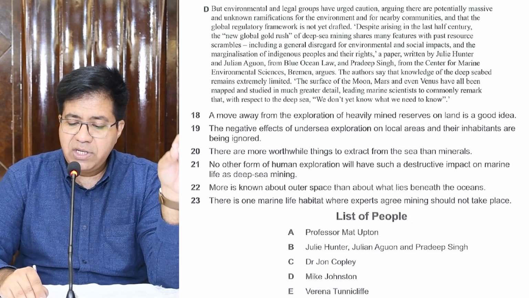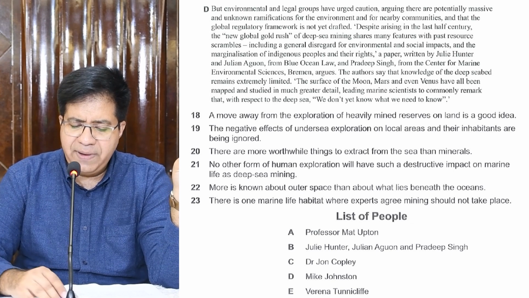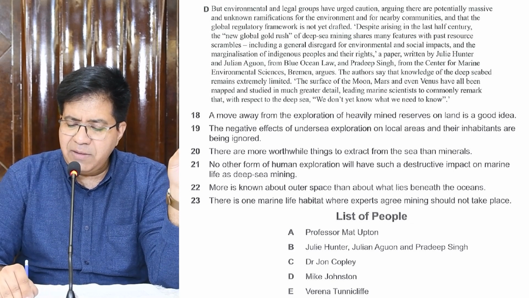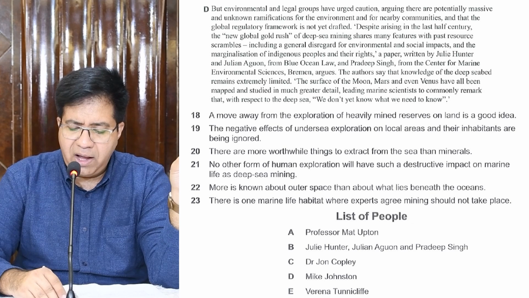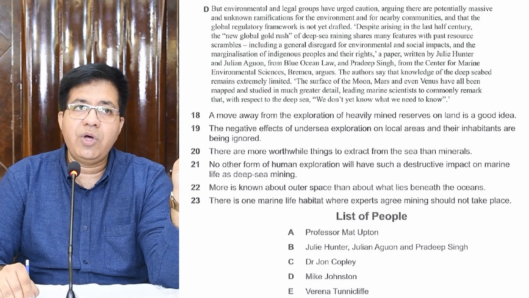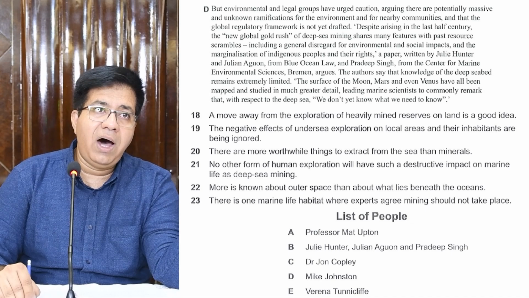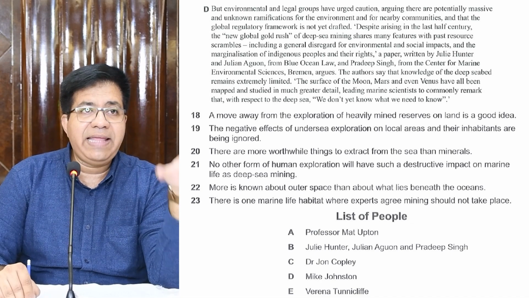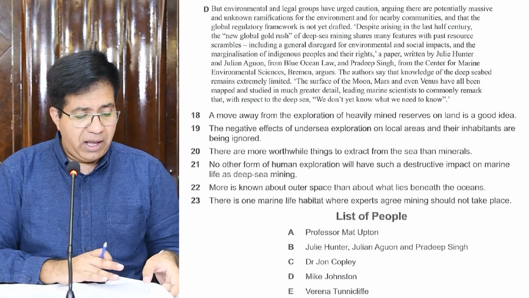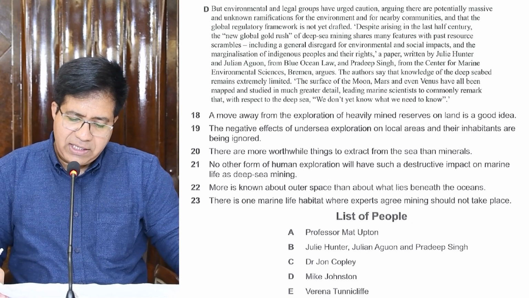Now, inverted commas. The surface of the moon, Mars, and even Venus have all been mapped and studied in much greater detail, leading marine scientists to commonly remark that with respect to the deep sea, we don't yet know what we need to know. It means our knowledge is limited, we don't know much, we know more about Mars and Jupiter and other planets than our seas, what lies there. This is what they say. Now we keep this in mind, and we are going to come back.